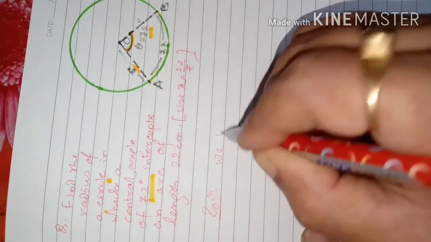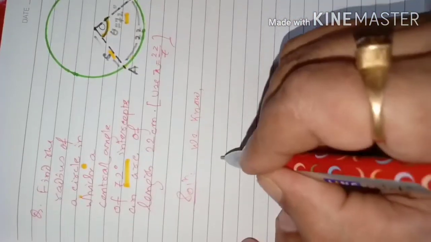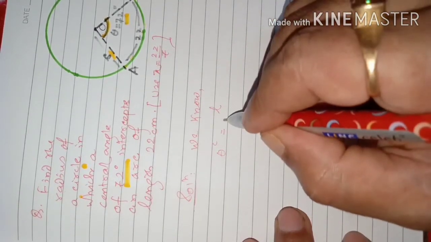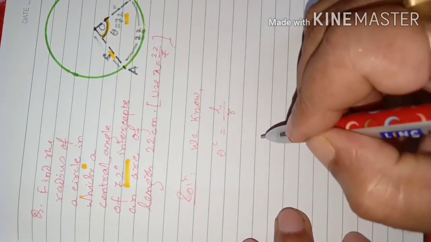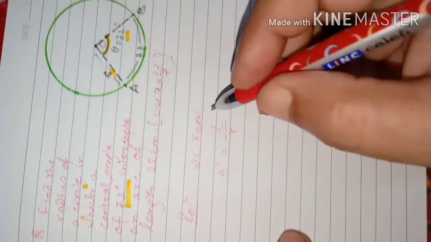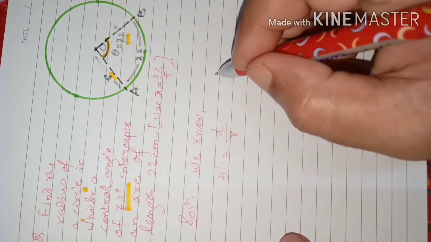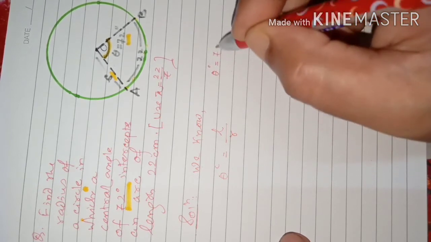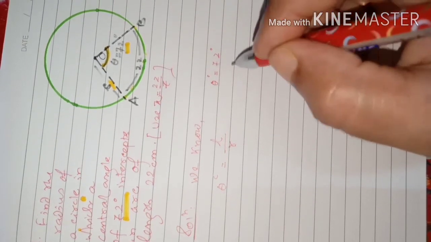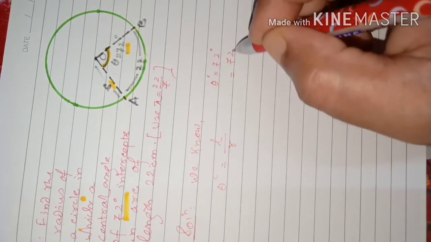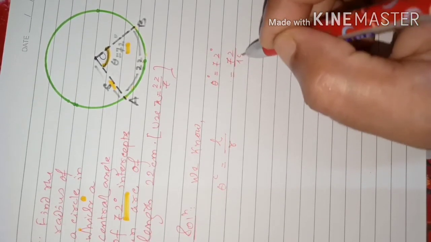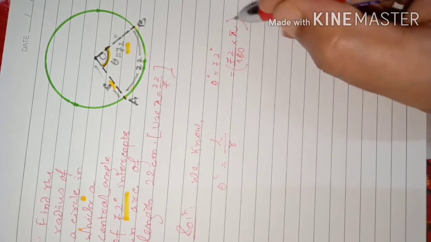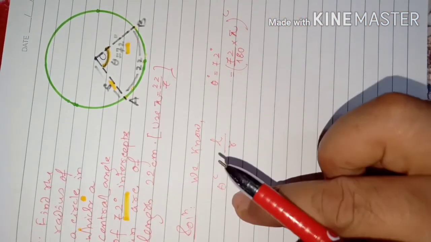So we can write like this. We know that radian measure, theta radian, is equal to length of arc by radius. Since theta is given in degree, theta degree is equal to 72 degree. So 72 degree in radian will be 72 by 180 into pi, because by multiplying by pi by 180 this will become radian.